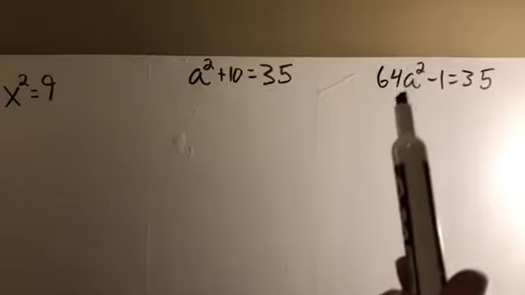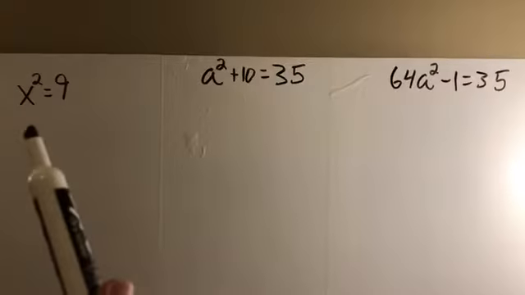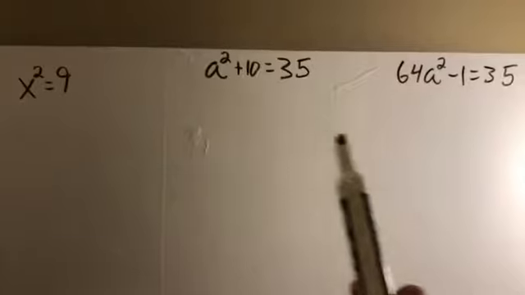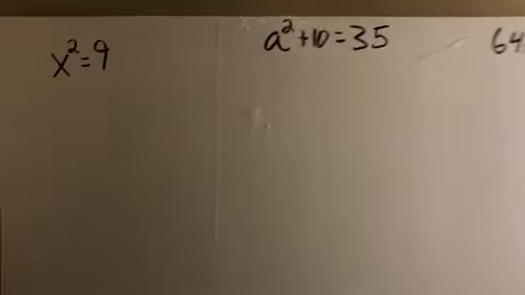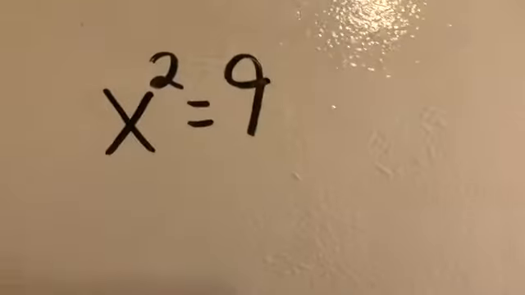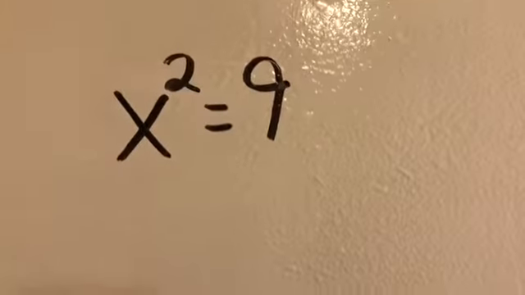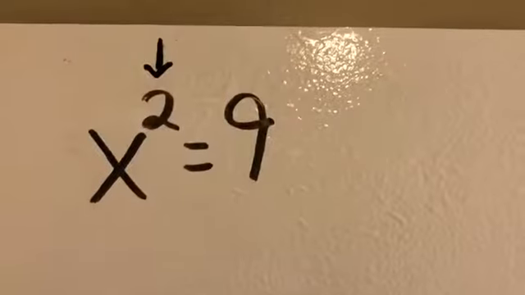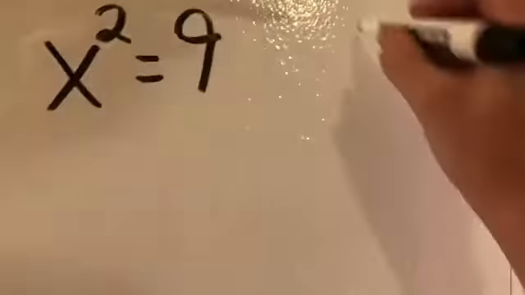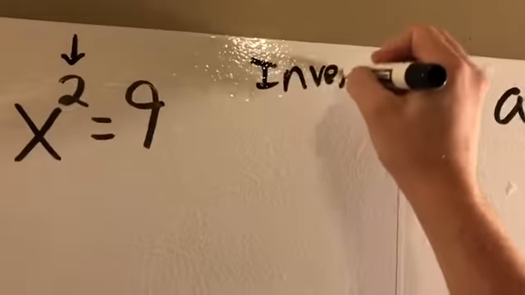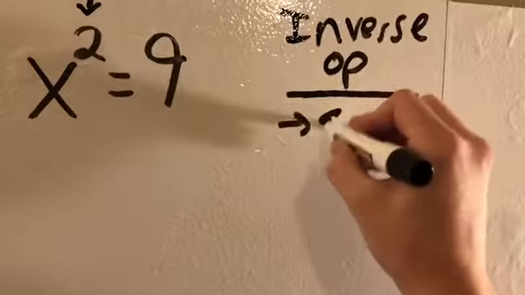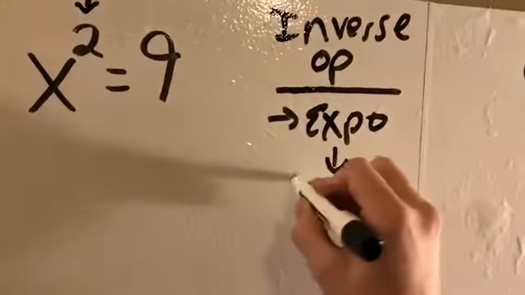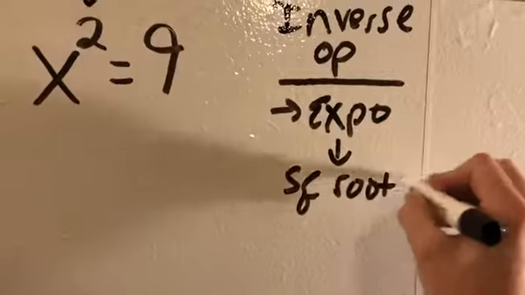Now all of these are quadratic equations because the variable is squared, x squared, a squared, a squared. That automatically means we're dealing with a quadratic equation. So the question here is when we just have a problem like this, x squared equals 9, we have to figure out how do we get rid of the exponent of 2. What is the inverse operation? And from now on, guys, our new inverse operation for exponents are square roots.